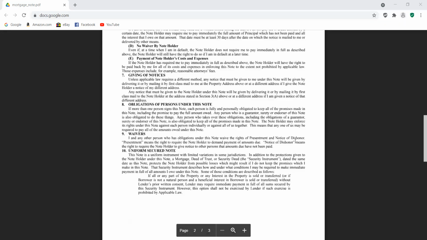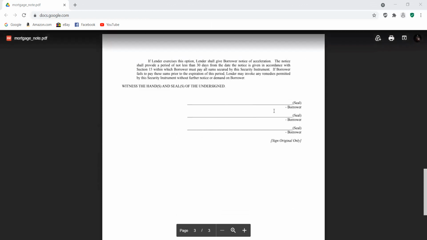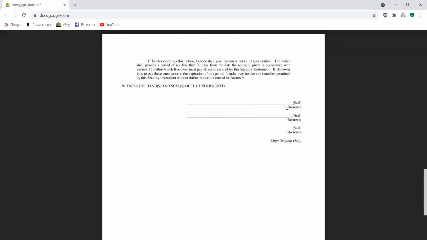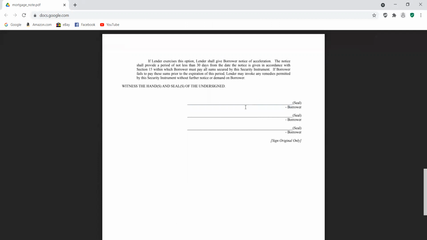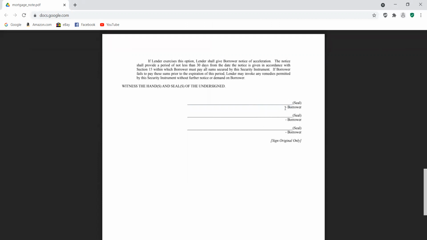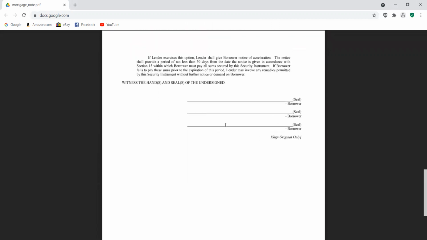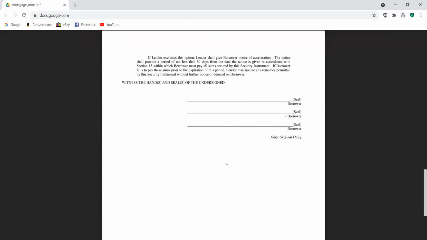Also on the note, on the signature page, you will see where it asks for your borrower's seal or signature. Again, this is not asking for you to notarize here. This is asking for your borrower's signature. And you notice that you do not see a notarial certificate here on the note. So this is number two. This is a common error.